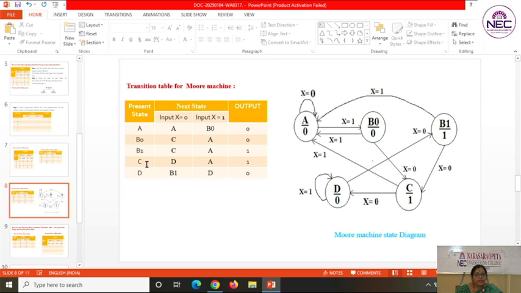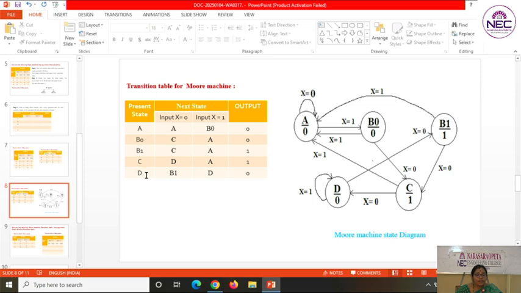In the C state, if the input x is equal to 0, the C state goes to the D state. If the input x is equal to 1, the C state goes to the A state.